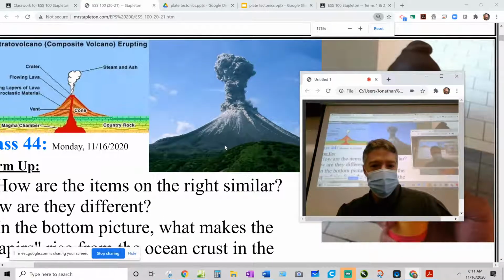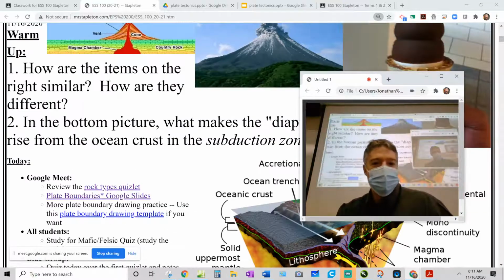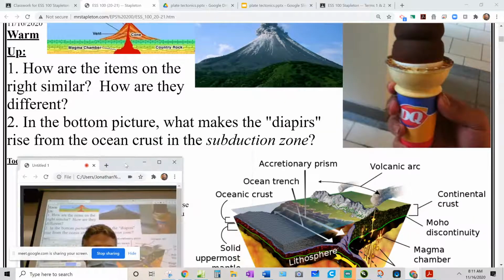All right. Now, the second question, in the bottom picture, what makes... I don't even know, hey, good morning.